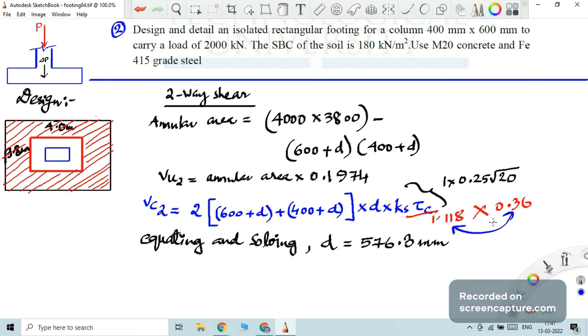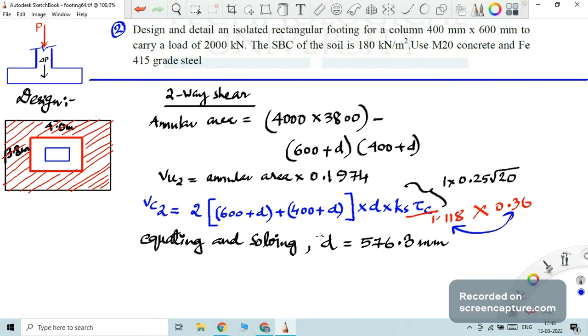This point exists in the previous problem also. There also I told you about Ks tau c, but there is a tendency that in one-way shear you have taken 0.36 as the tau c. Here, don't take 0.36. Here the tau c concept is different. This is two-way shear, and the concept is from the flat slab. So it is Ks into tau c, and tau c is not the previous 0.36. It is 0.25 into root fck. Okay, now you equate and solve.